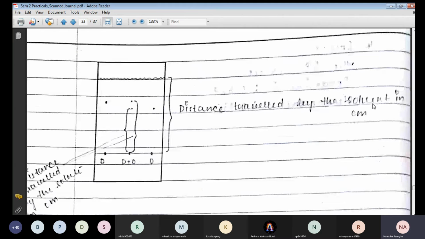We will be pre-saturating our solvent chamber, mobile phase chamber, with our solvent system, mobile phase system, and then we will allow our TLC plate to have a run in that solvent system. Once the mobile phase has reached a particular distance that has been marked, we'll take out that plate. We will allow it to air dry.